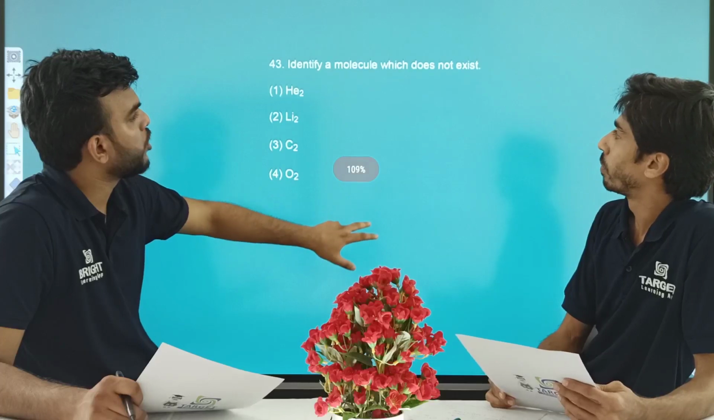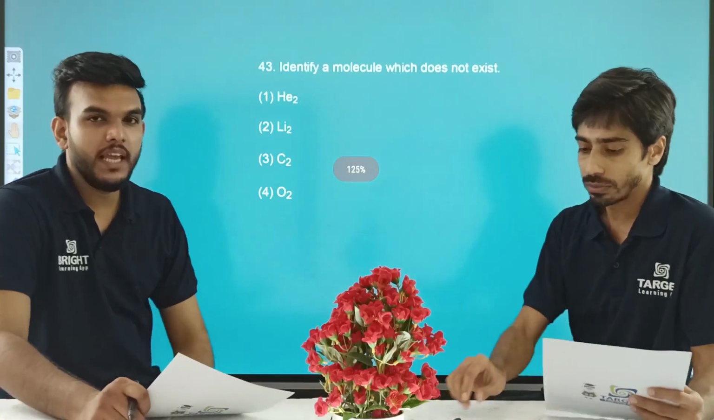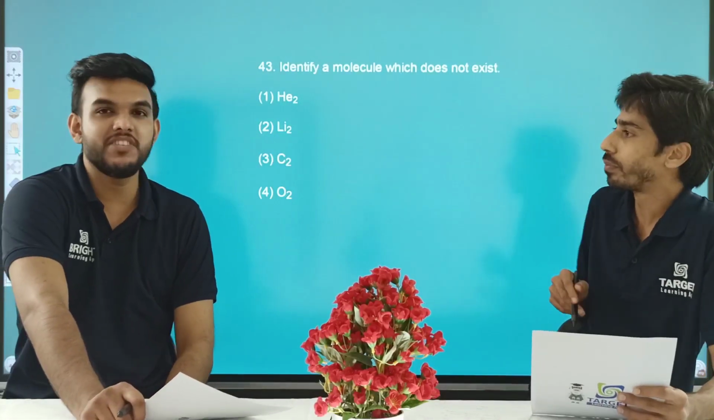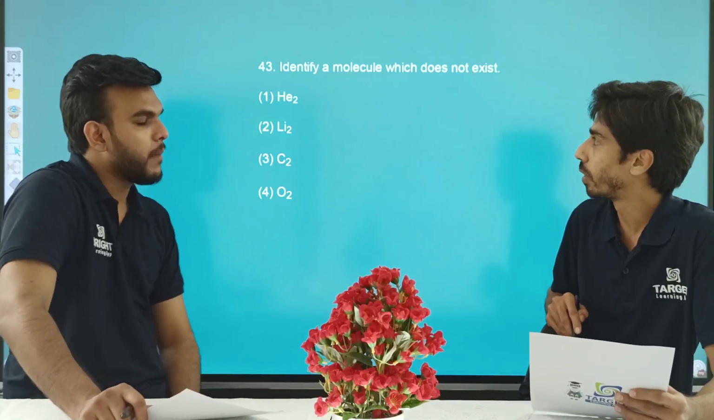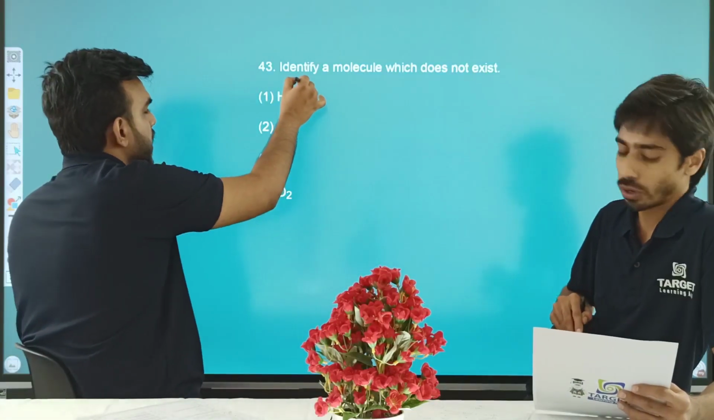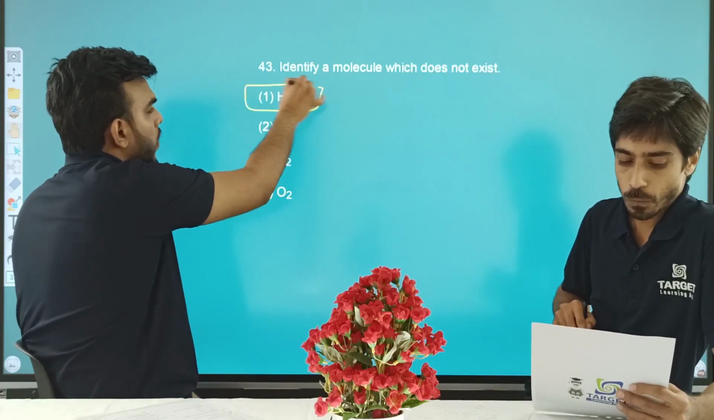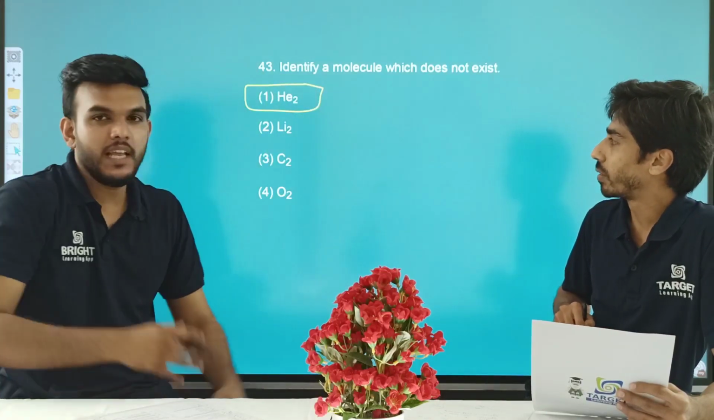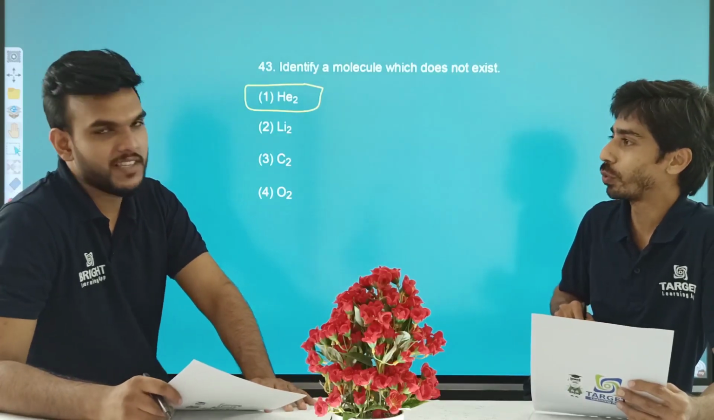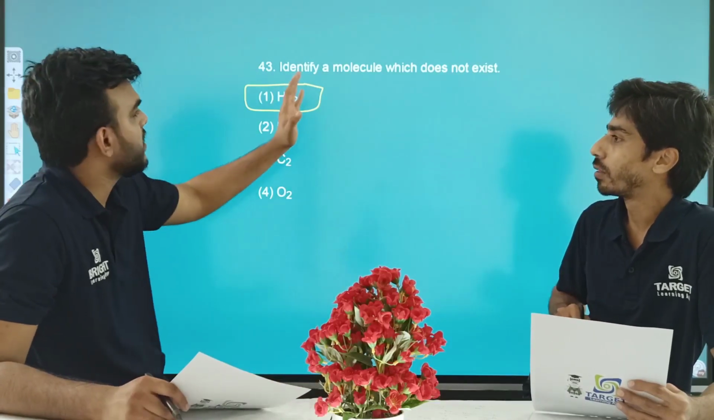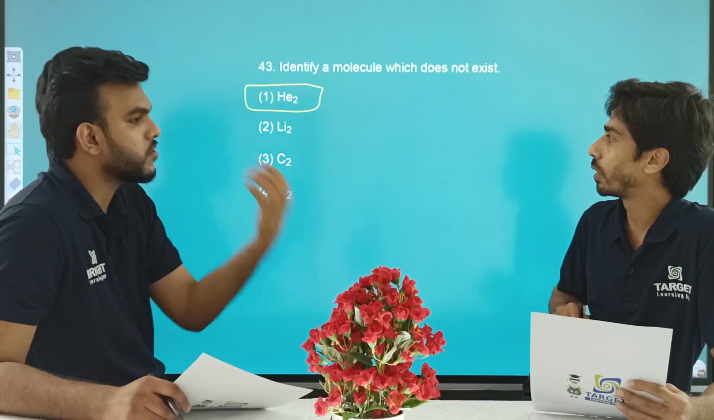In the next question, identify a molecule which does not exist, an imaginary molecule. We always study this concept in chemical bonding, about bond order. The molecule which does not exist is helium-2, with configuration sigma 1s2, sigma star 1s2, so we can say this molecule does not exist.